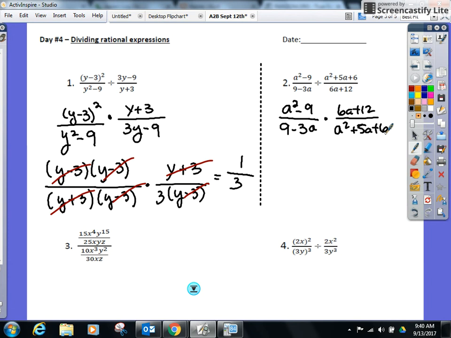Now, do I need to actually see you write down that you flipped it and changed it to multiplication? No. I know some of you are very well-versed in your factoring. If you want to do this all in one step, go right ahead. Whatever floats your boat.